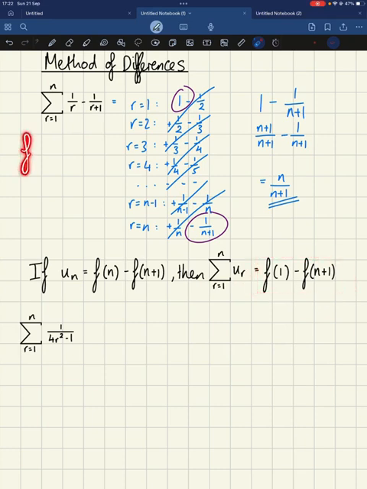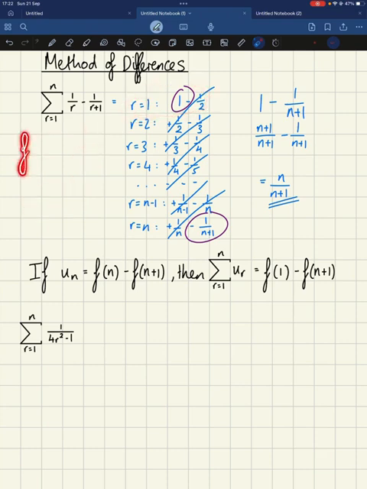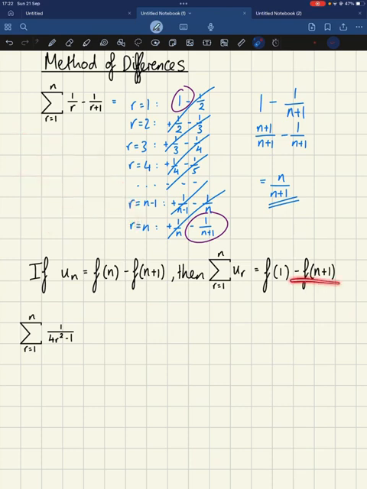Well, if f of r is 1 over r, then f of 1 is 1 over 1, which is what we had over here, and f of n plus 1, well, now speaking in terms of n, f of n would be 1 over n, so f of n plus 1 would be 1 over n plus 1. And we're minusing that, which is what we had over here. So that's where we get this.